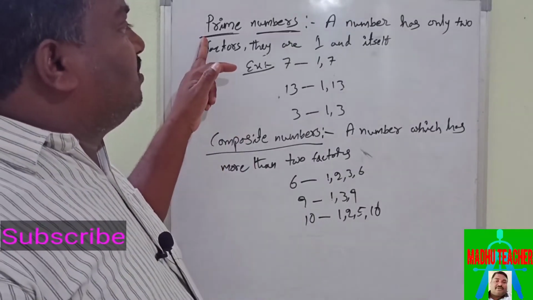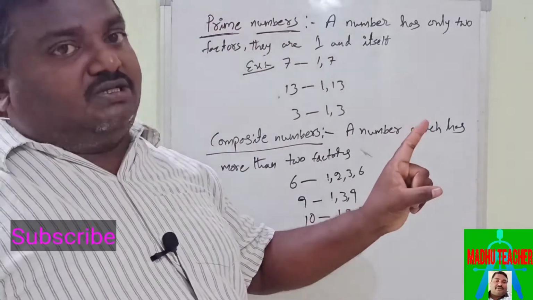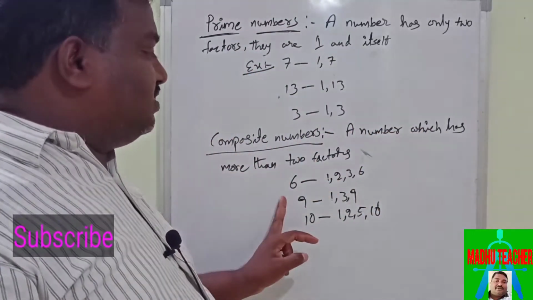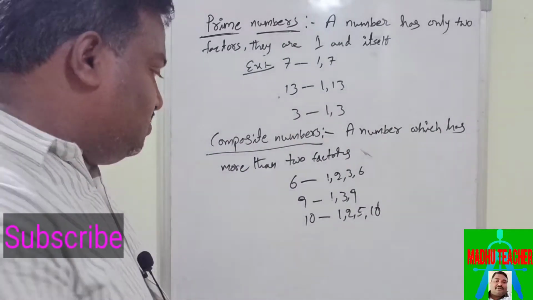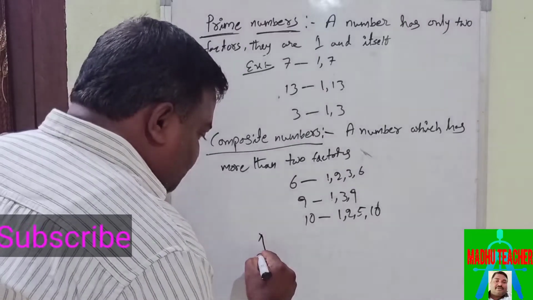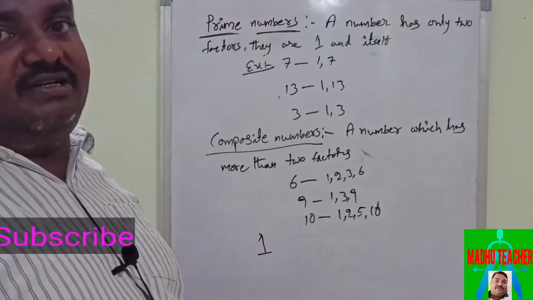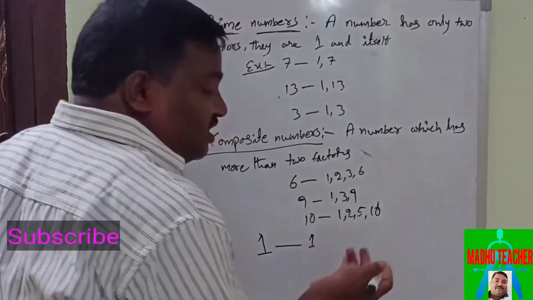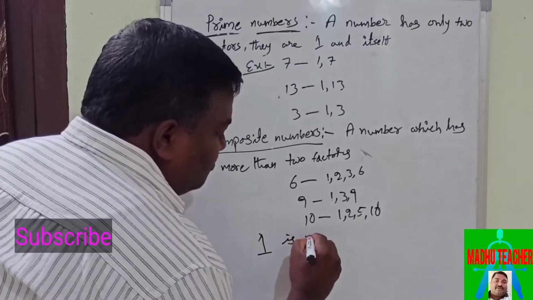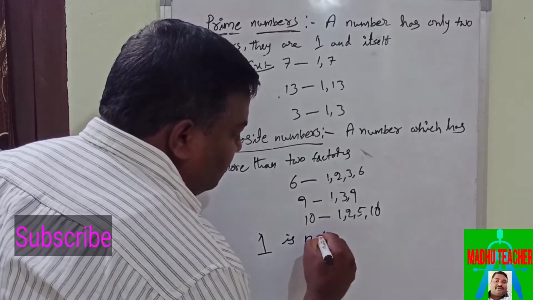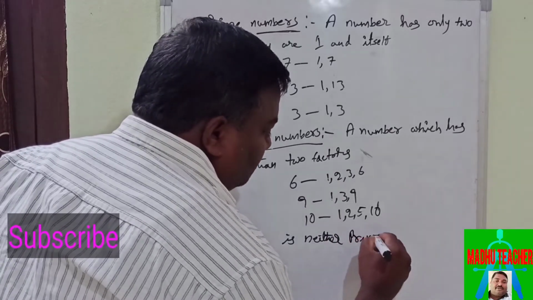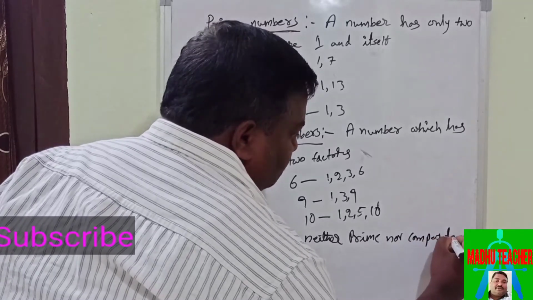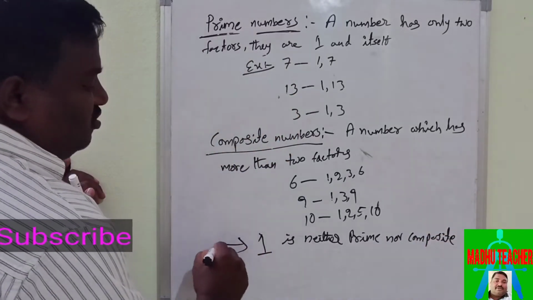What are prime numbers? Numbers which have two factors, 1 and itself. What are composite numbers? Numbers which have more than two factors. But we also have the number 1. How many factors does 1 have? It has only one factor, 1 itself. So this number is neither prime nor composite. So this is about 1.